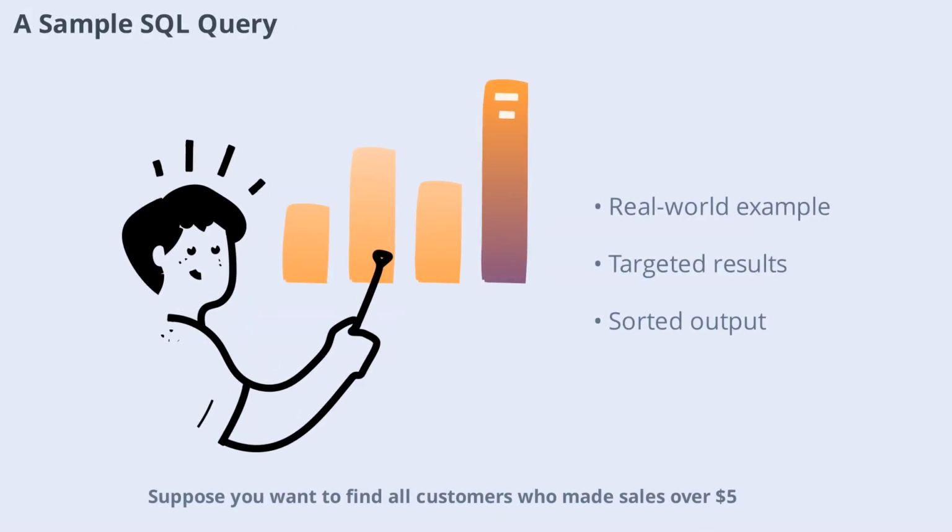Suppose you want to find all customers who made sales over $5,000 and see their names and sales amounts sorted from highest to lowest. The SQL query would look like this: SELECT name, sales FROM customers WHERE sales > 5,000 ORDER BY sales DESC. This simple query gives you exactly the information you need in the order you want.